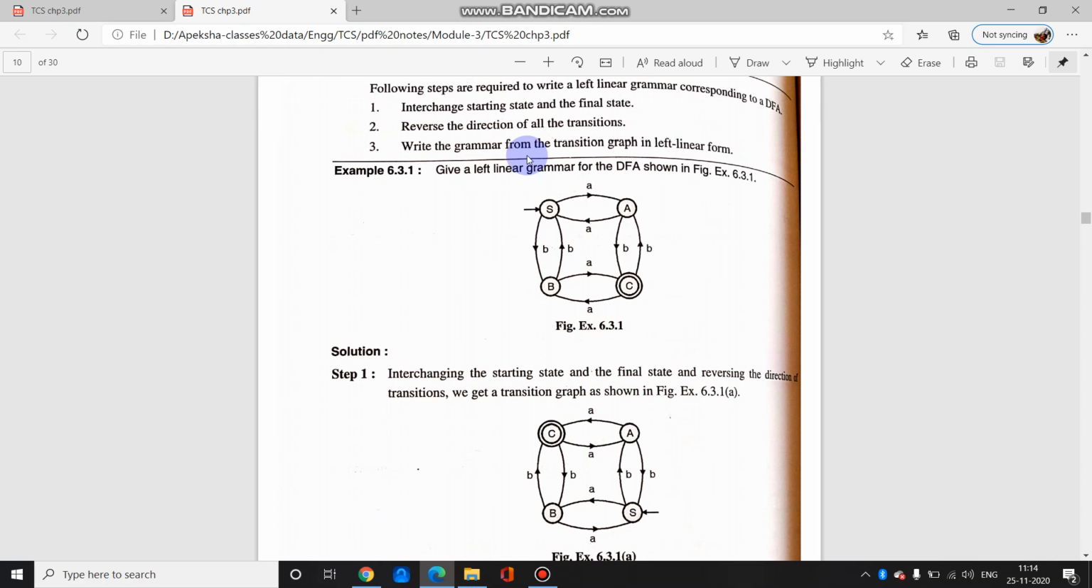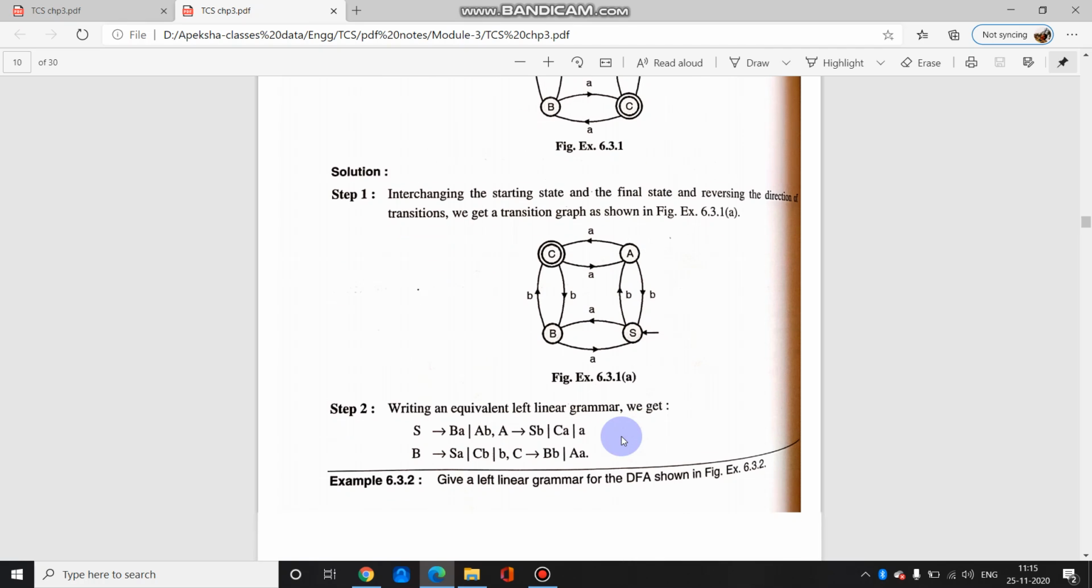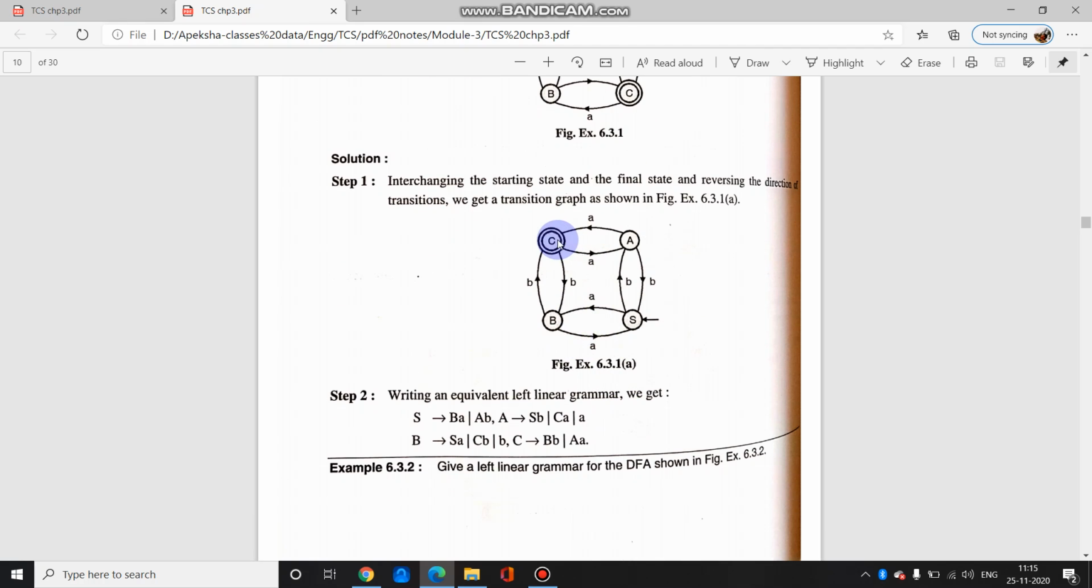And the second step says reverse the direction of all the transitions. So if you see this one going towards the right, we will reverse it and make it go towards the left. This one which is going towards left will be moved towards right. So this is how you will be swapping all the directions, and then once you are done with that, that is, after changing the positions and reversing the directions, we will write the equivalent left linear grammar.